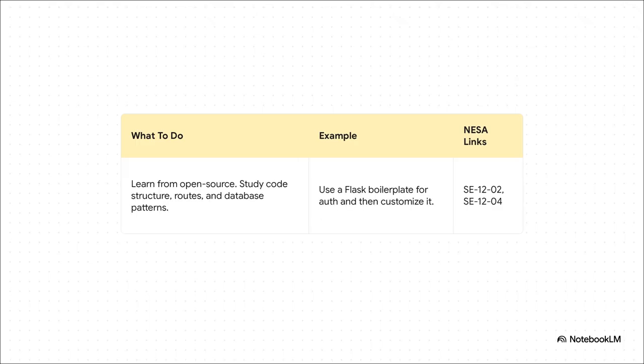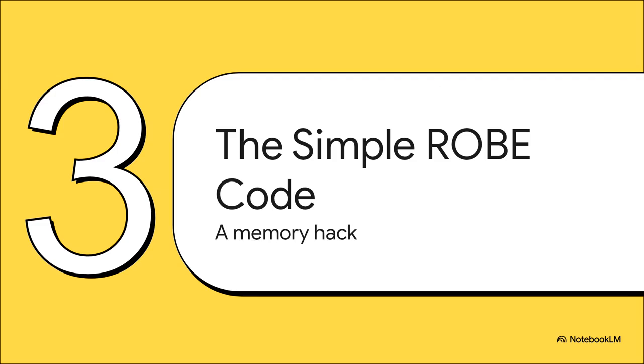And finally, we get to Phase 4, which is all about being smart with your code. Dive into open source projects on GitHub. Why build an entire authentication system from the ground up when you can find a well-made, secure Flask boilerplate? You implement that, and then you customize it. By adopting these proven technical patterns, you build a much more robust and secure app, and you do it way, way faster.